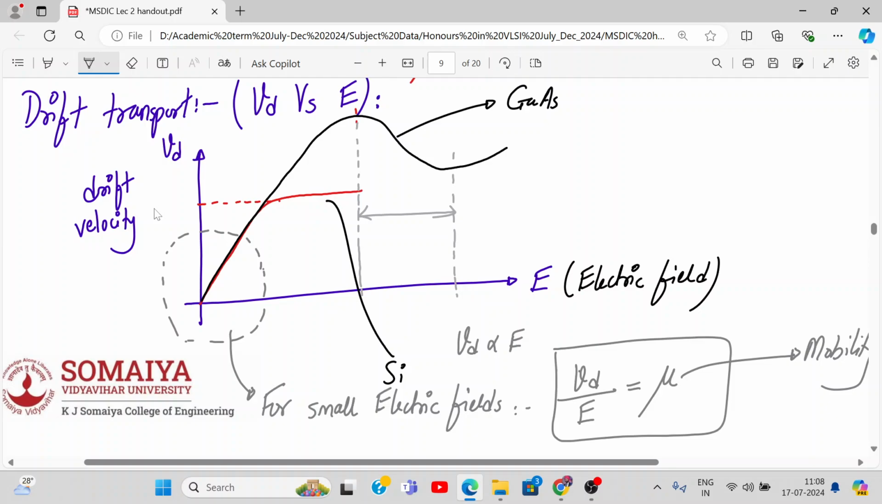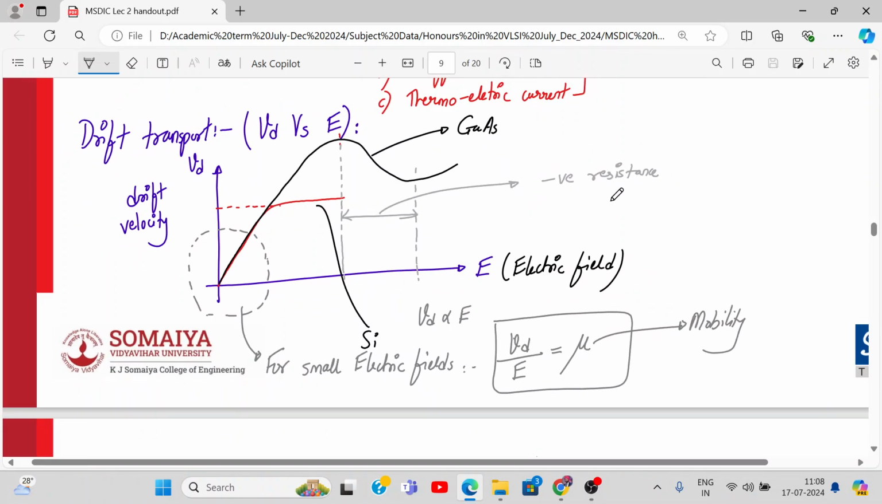This region is called negative differential resistance. This is the region of negative resistance. These also have various properties, and semiconductor devices will exhibit this phenomenon, the negative resistance region.